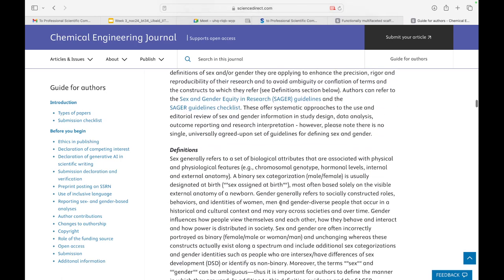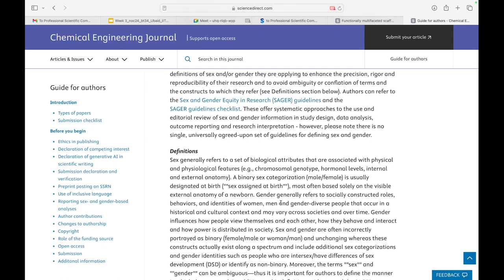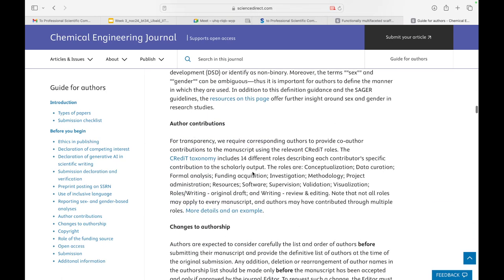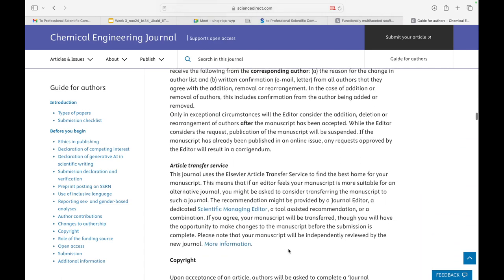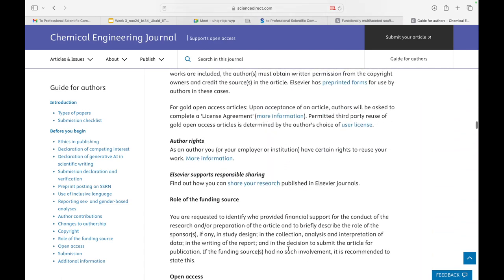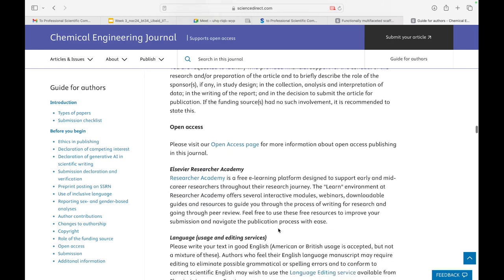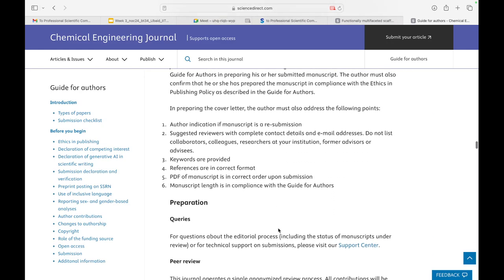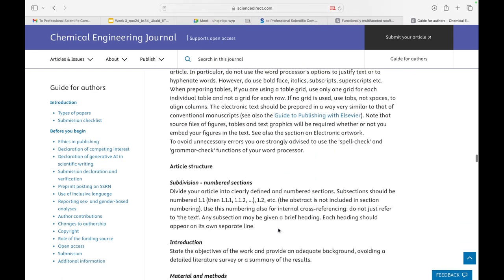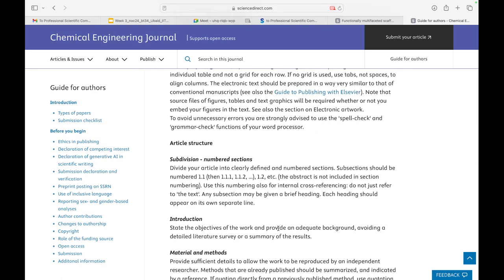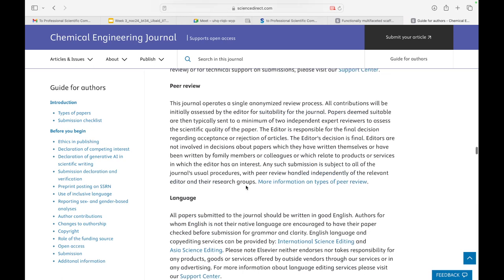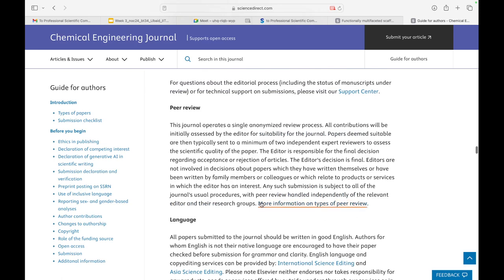So here everything is written, bit by bit, every word: how to write, author contribution, change of authorship, authorship transfer, copyrights, everything is there. So I will go to this part, introduction, and the writing part. All other guidelines are also there, language, English, everything. So you have to go through everything before you submit the paper.